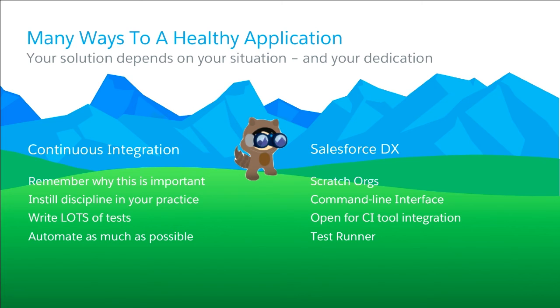So why is this important? Remember that always. Instill that in your team. This is important because we are going to have fewer bugs. We're going to have an application that's trustable. We're going to spend our time instead working on new features. Get that discipline in there. Write a lot of tests and get the automation working for you.